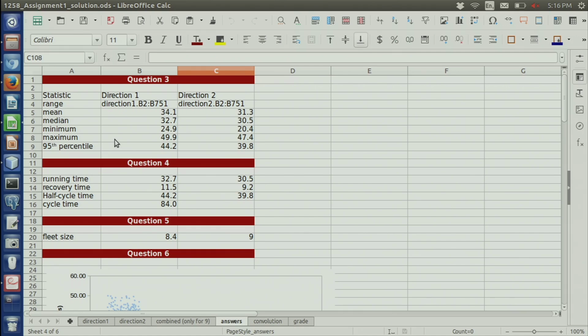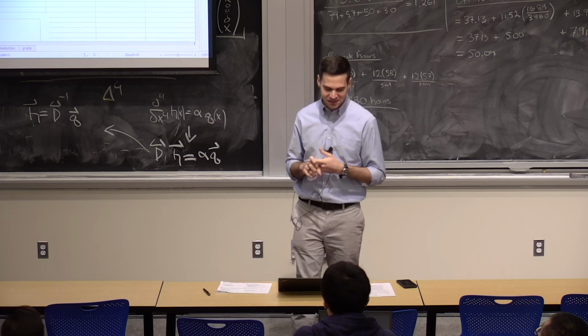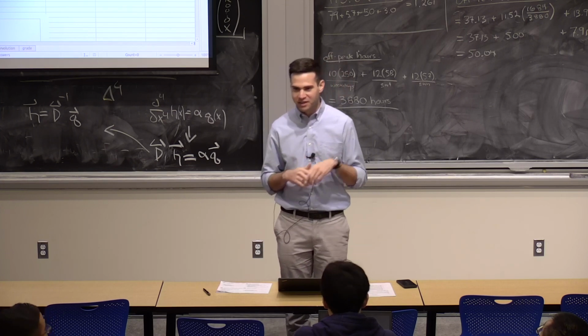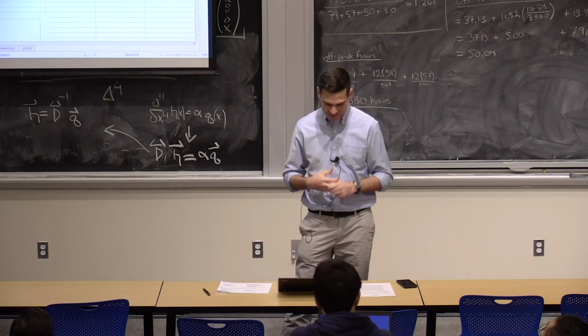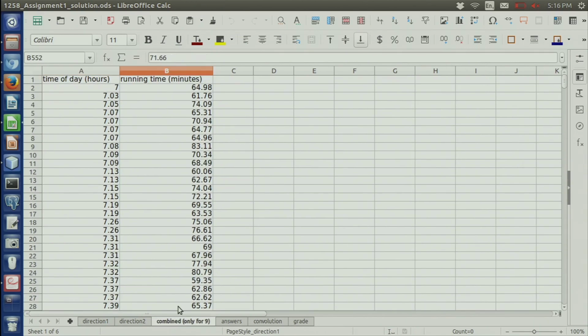So you had some sample data in a spreadsheet, and you had to calculate. The first question was to calculate statistics by direction. So this is a spreadsheet. You have time of day and running time. This data was given to you.